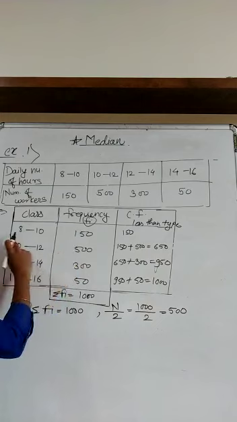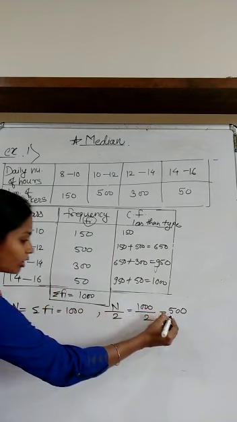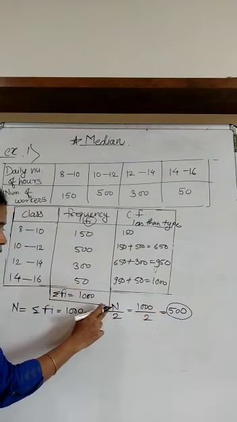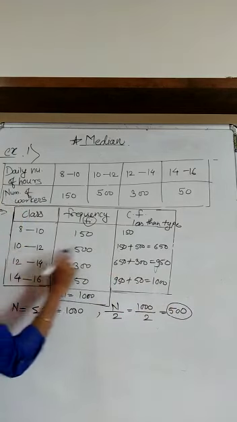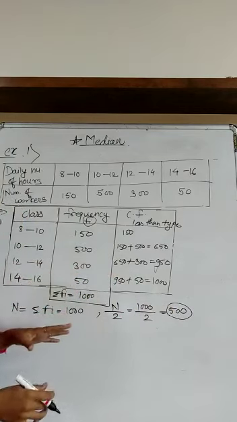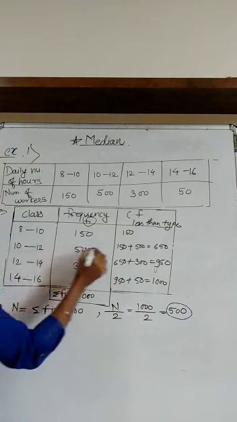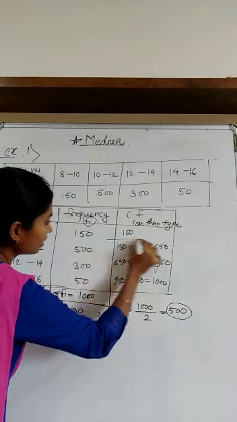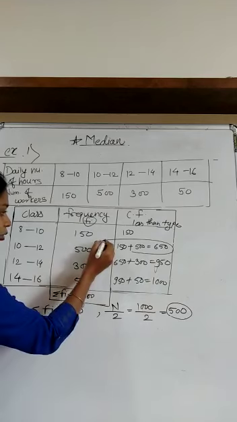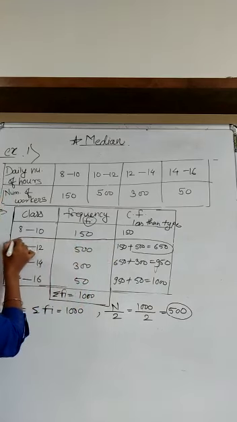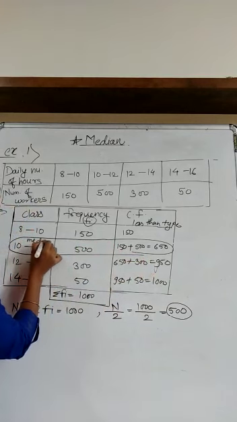How do we decide which will be our median class? As we got 500 after dividing the total frequency by 2, find a cumulative frequency which is close to 500, nearer to 500 or greater than 500, and that is nothing but 650. Cumulative frequency 650 is quite close to 500. So we are choosing this class. Ultimately the class 10 to 12 will be our median class for this example.